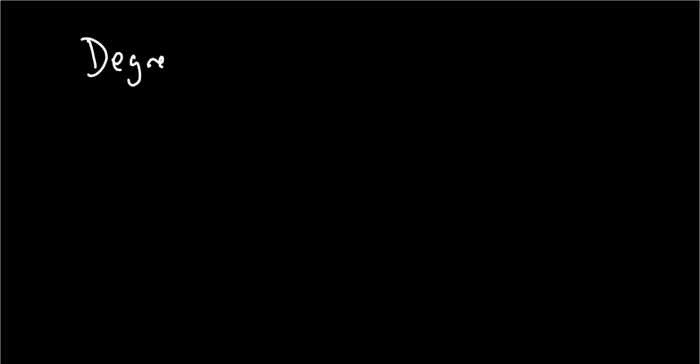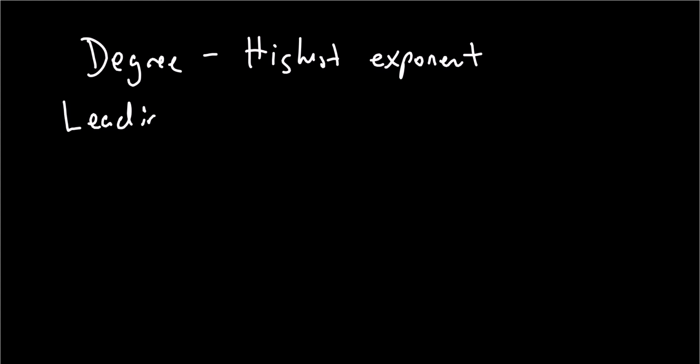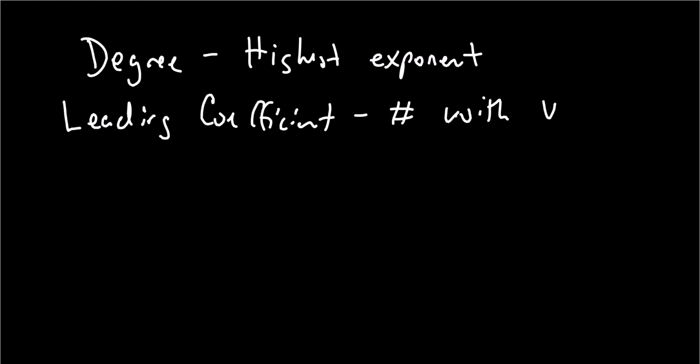You have to know that the degree is the highest exponent. You're going to have to know the leading coefficient. It's the number with the variable of the highest exponent. So it's not the exponent itself, it's the number in front.